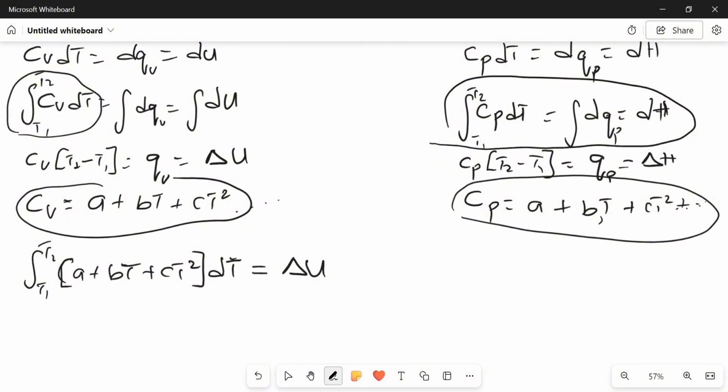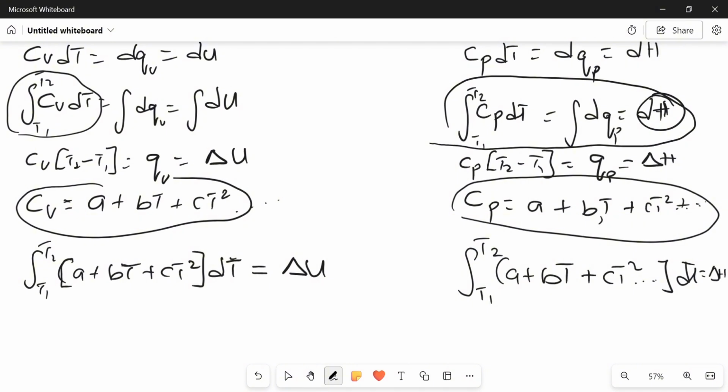In the same way, if I'm substituting this into this, I'm going to have the integral from T1 to T2 of A plus BT plus CT square. Don't forget we can have more and more terms, and dT, everything equal to what? Our change in H. We should not forget that if I integrate this, I'm going to have change in H. And if I integrate these two here, what am I going to have? Change in U. So you can see the relationship that I actually brought out between CV and change in U, and then we can also write it in this form.